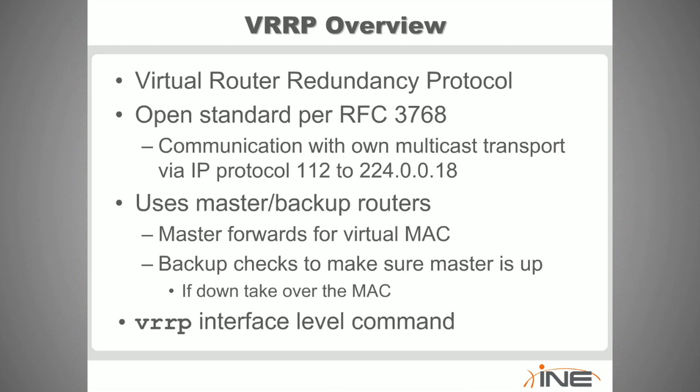Now the same logic for master and backup as we had for active and standby. The master router is the one that will respond to ARP requests with its virtual MAC address. The master router is the one that's actually forwarding the traffic. The backup router is going to be running a keep alive with the master router. If the master router does not respond, the backup router promotes itself to the master status and it takes over for the virtual MAC address.